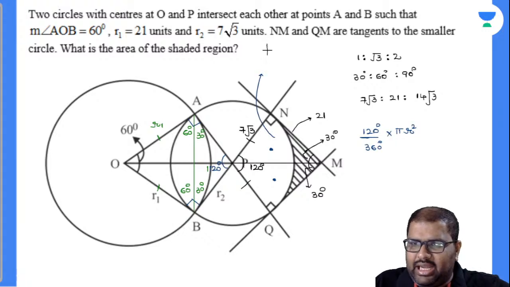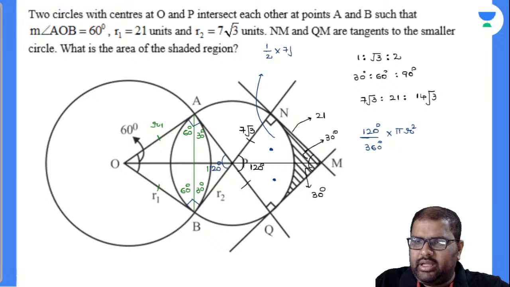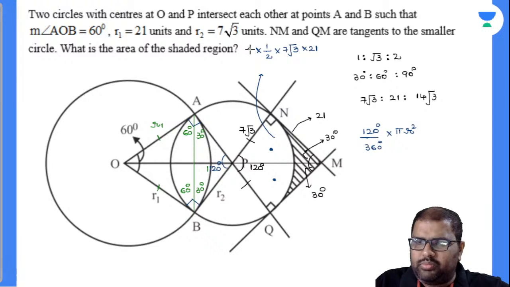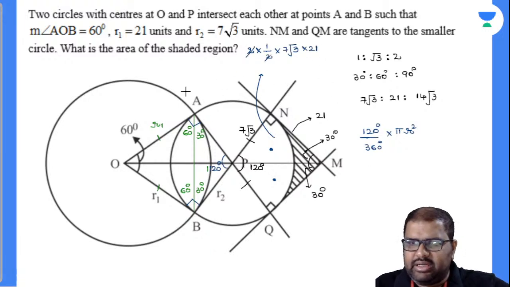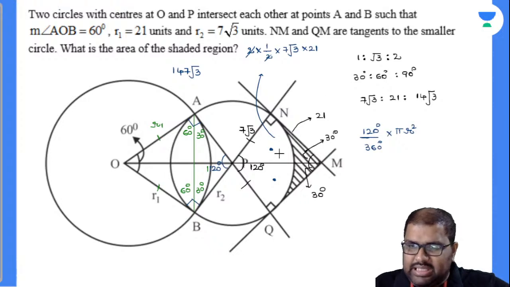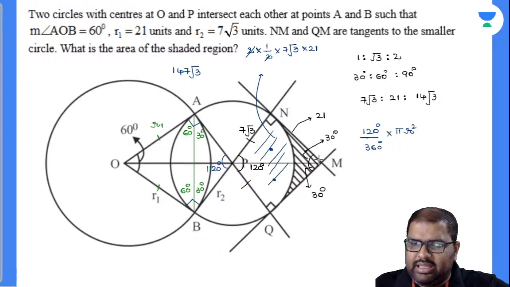Half, this is a triangle, half into the perpendicular sides 7 root 3 into 21. So how many such are there? 1, 2. I will multiply into 2. So finally the 2 gets cancelled. 7 ones are 7, 7 threes are 21, so 147 root 3 is the total area of this quadrilateral. From this I have to remove the sector area. This is the sector area. Then I will get the shaded area.